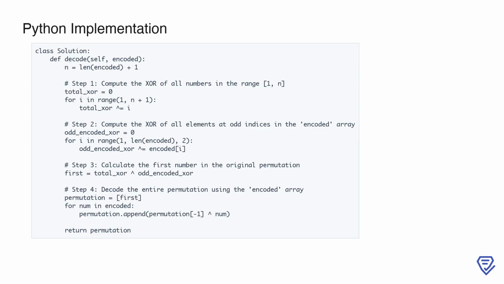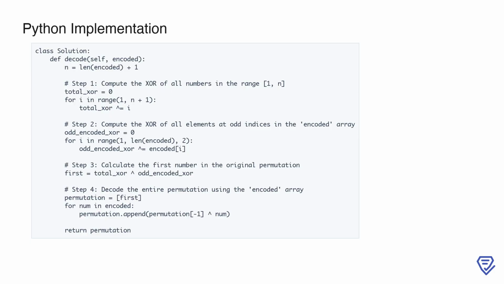Explanation. 1. Input analysis. The input encoded array has n-1 elements, where each element is the XOR of two adjacent elements in the original permutation array. Our task is to find the original permutation of size n. 2. Step 1. Compute the XOR of all numbers in [1, n]. The range of numbers in the permutation is 1 to n. The XOR of all these numbers, total_XOR, is computed using a loop. This helps us later in deducing the first number of the permutation.